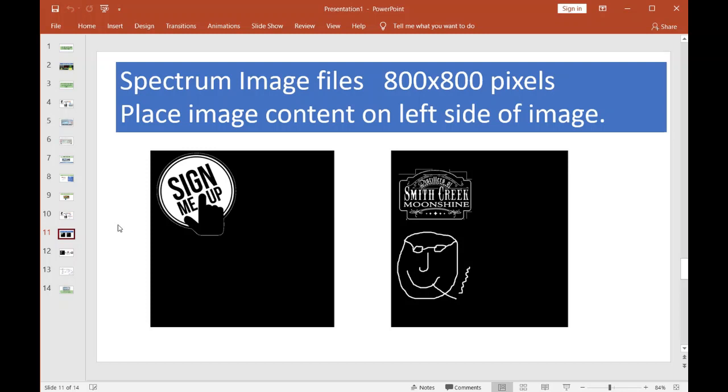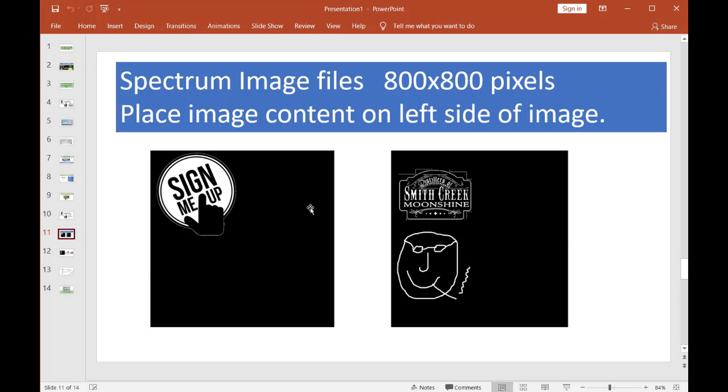Alright, well, first thing you've got to do is make some image files, you know, fire up Microsoft Paint, make the picture 800 by 800, make the whole picture black, and then on the left side of the image, basically draw whatever you want. And why do I say the left side? Well, because this side is where the AM signal is going to be.